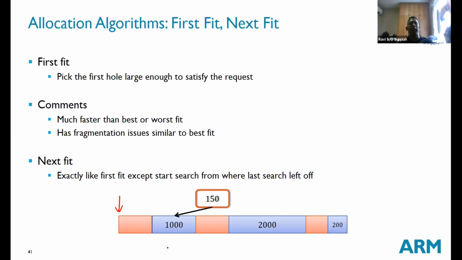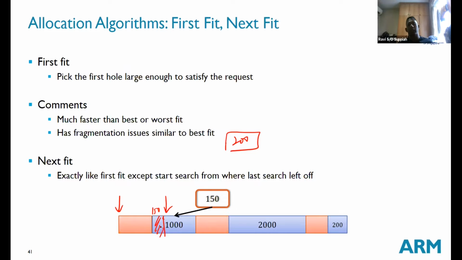The next one is next fit. Next fit is the same. The only thing is if I've already started, let's say I already allocated 150, so my pointer is here. And my next allocation is maybe 200. Then I straight away see from where I am, 200 is fine. I can take it. So that is next fit. In next fit, you start from exactly where you left off.